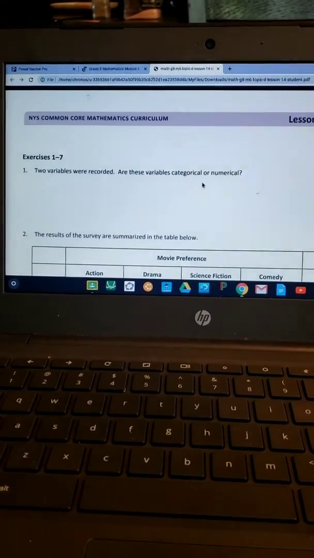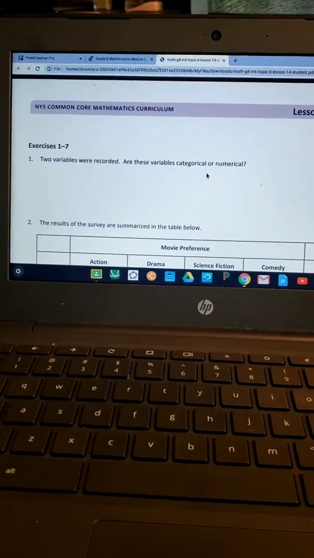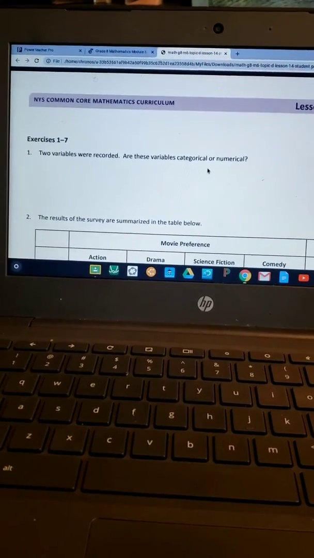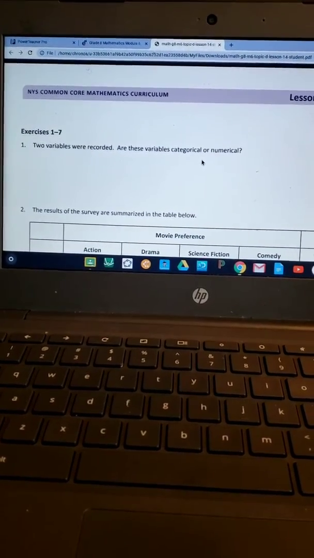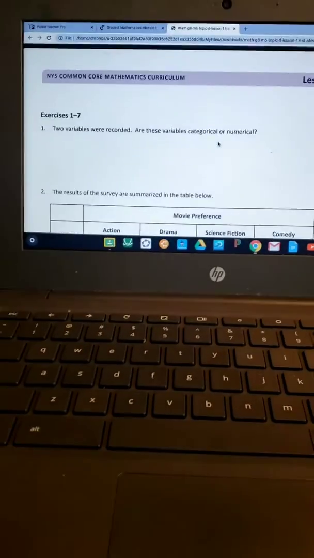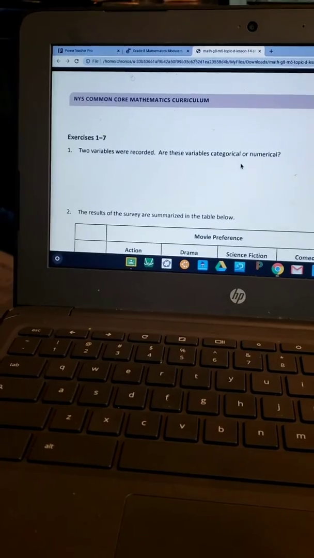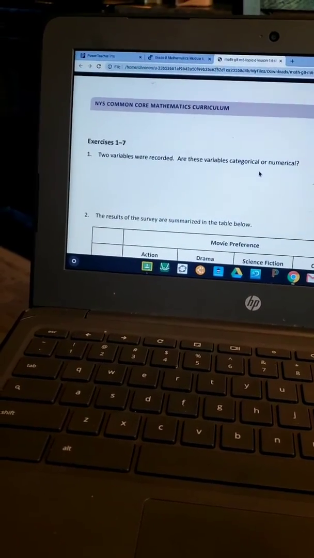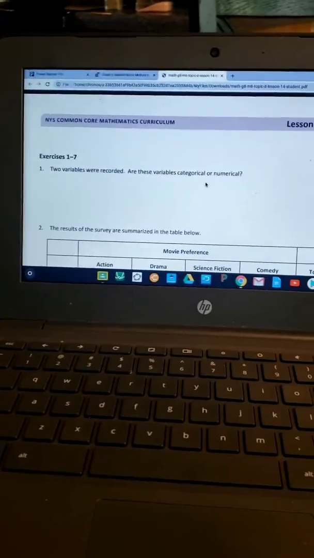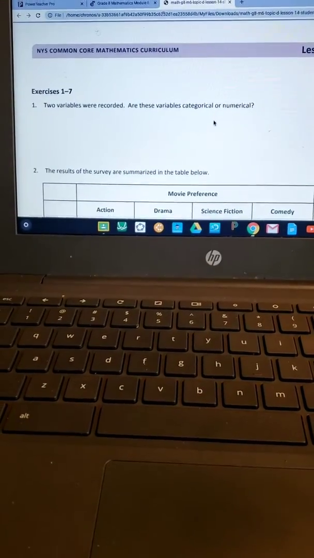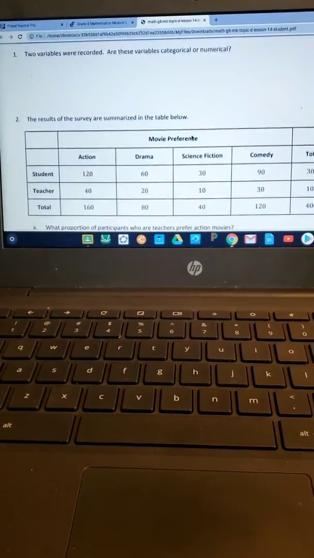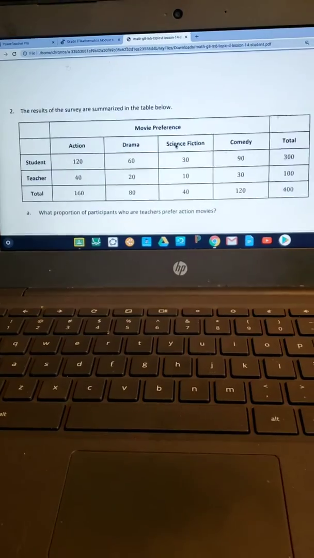The answer to this question is that they are categorical, because we are looking at categories. We're looking at your movie preference. We're also looking at whether you're a teacher or a student. Of course, a teacher or a student can't be a number. They can only be a category. Moving on to number 2.